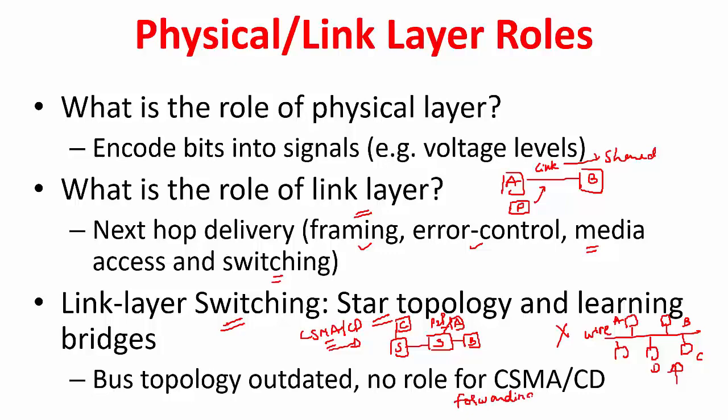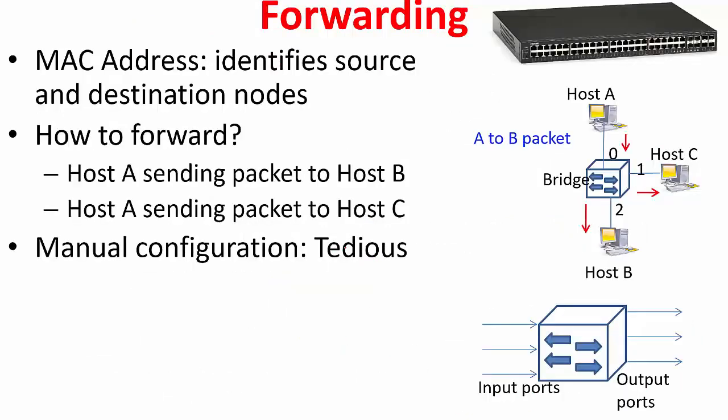Let's see how this forwarding is done at the link layer. Whenever we talk about forwarding, you need identities to identify the source and the destination. At the link layer, the MAC addresses are the ones that identify this. When host A wants to send a packet, at the link layer there will be a link layer header. There may be many fields in the header, but the ones that are of relevance here are the source MAC and the destination MAC.